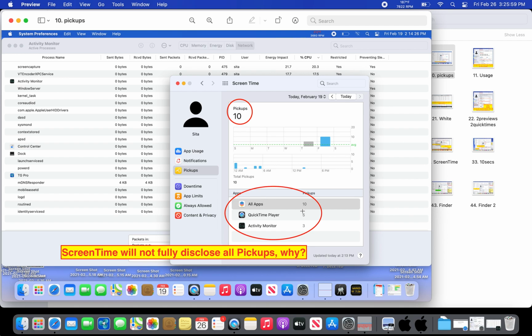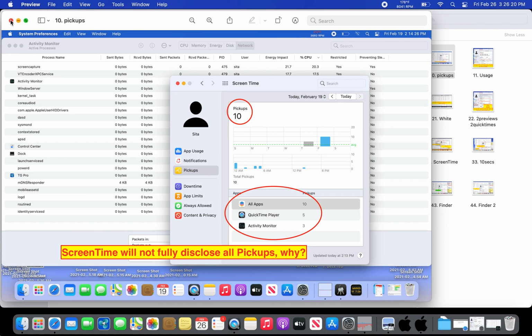Now, pickups. And this happens for notification as well. It says 10 here, but it only shows 8. Where's the other 2? 5, 6, 7, 8. I don't know about this one. Okay, and the same goes for notification. It'll give me a number, but it shows nothing here.